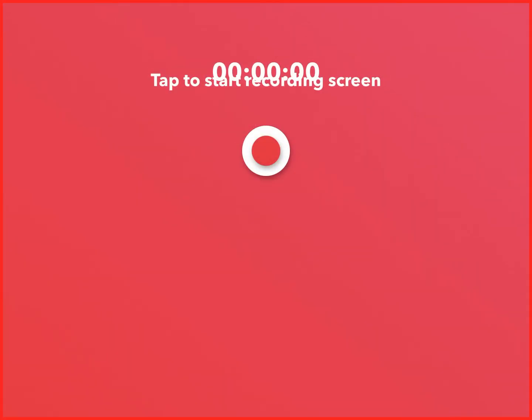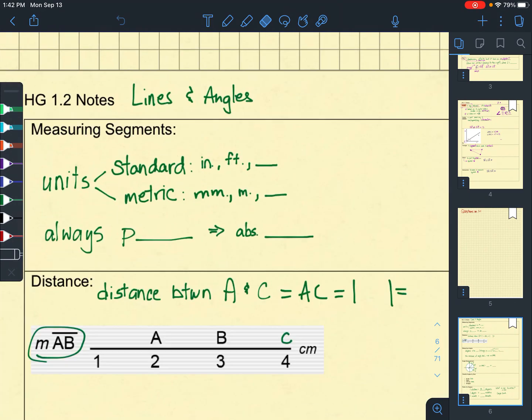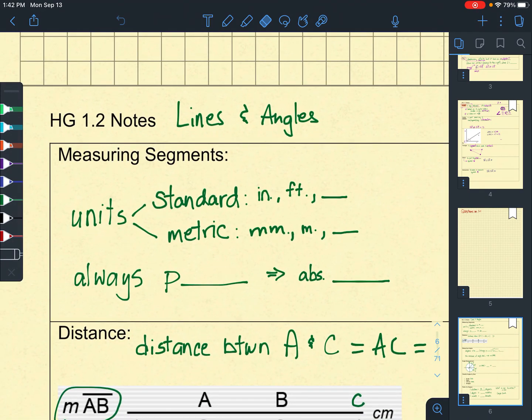Here we go, kids. We are starting lesson 1-2, lines and angles. All right, we are measuring segments and measuring angles in 1-2. This isn't super critical that you write down, but basically there's units that we call standard units, and that would be inches, feet, and miles. Metric, it's millimeters, meters, and kilometers.